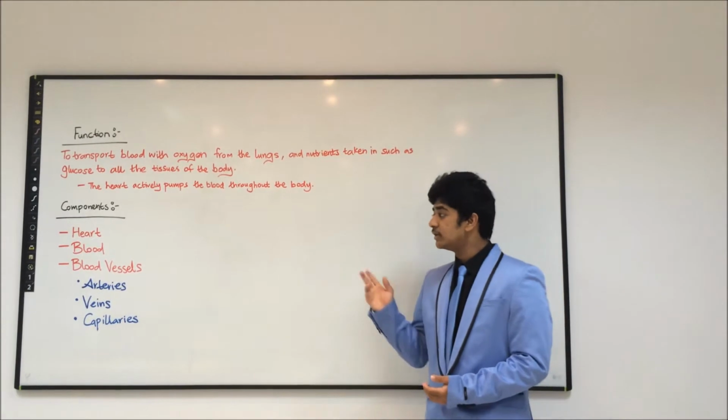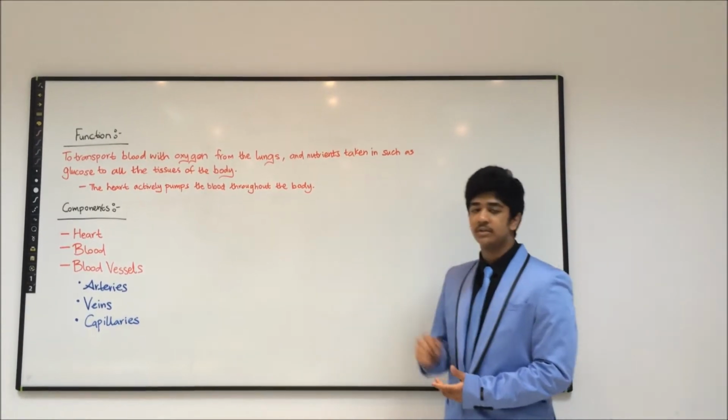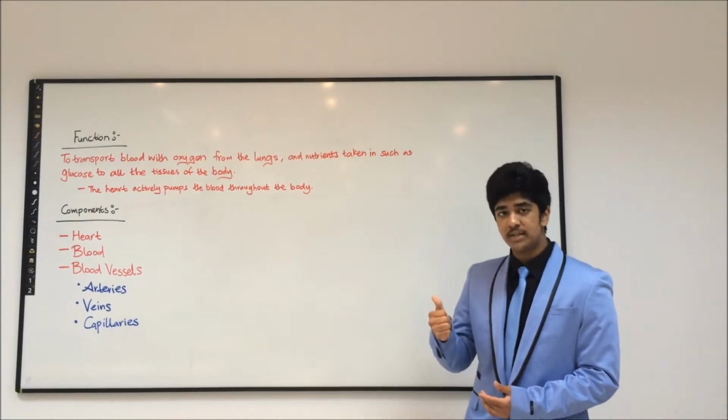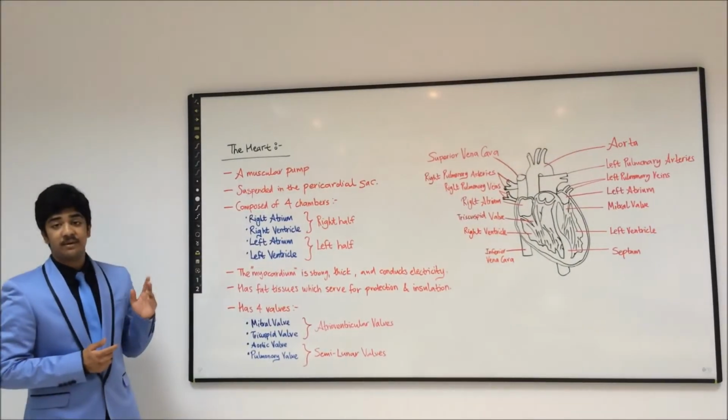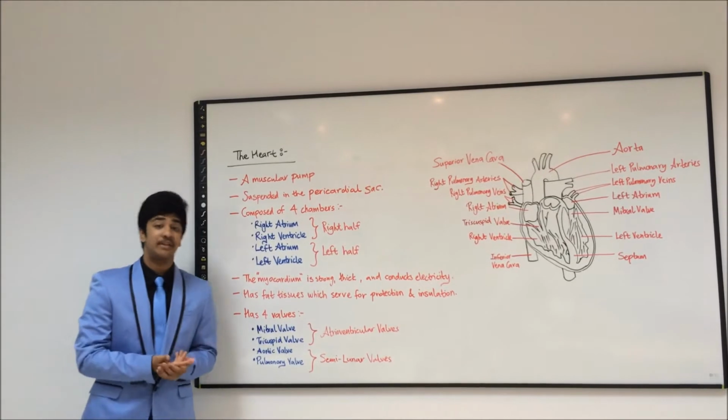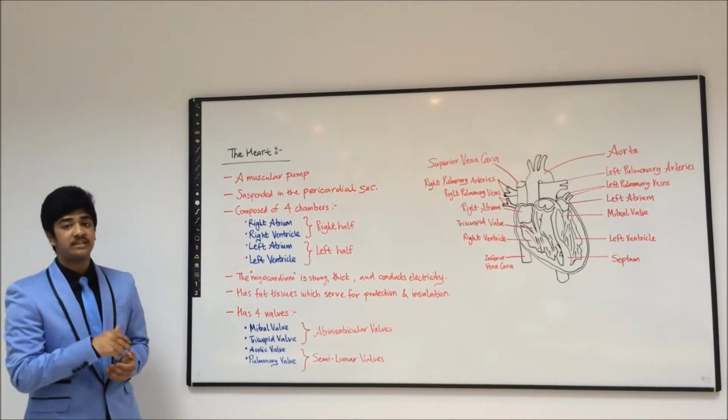So the main components include the heart, blood, and blood vessels, which come under three types, which are arteries, veins and blood capillaries. In simple terms, the heart is a muscular pump which is suspended in the pericardial sac, which in turn protects the heart.